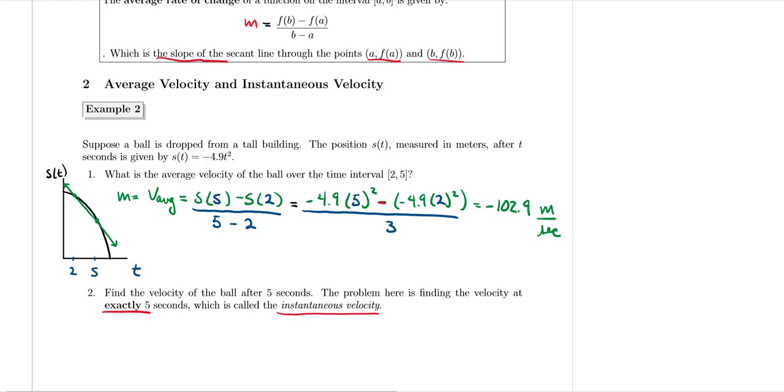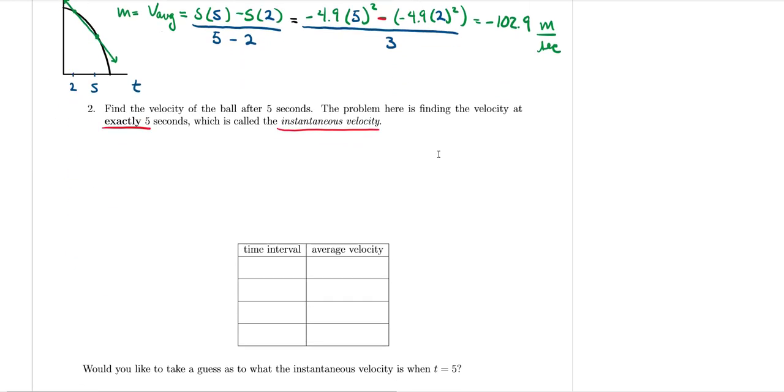Well, for now, we can be a little bit clever here and say that I really cannot find the instantaneous velocity at exactly 5 seconds, but what we could do is find the average velocity in smaller and smaller intervals close to 5 seconds. And I'm going to do that here in a table. So let's select our intervals that are close to 5 seconds.